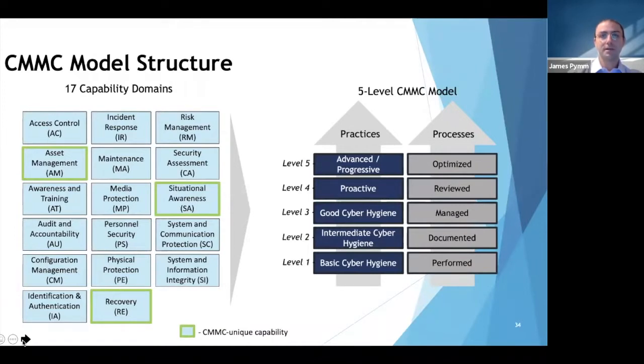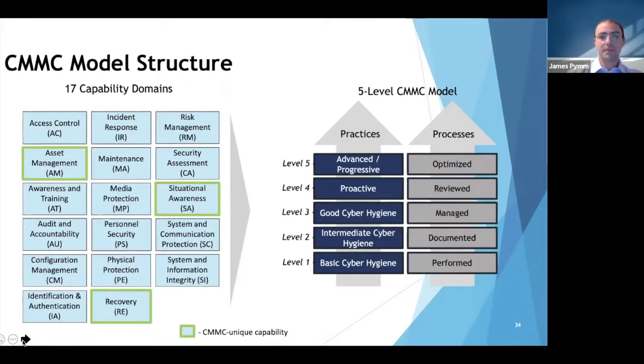In the graphic to the right, you can see how CMMC is organized into 5 levels. In terms of practices or controls, they range from basic cyber hygiene at level 1 to good cyber hygiene at level 3, all the way to advanced progressive at level 5. We're going to focus on levels 1 through 3 since most of the folks listening in are going to be working towards either levels 1 or 3. To the right of the practices in terms of processes, CMMC is organized by performed at level 1, documented at level 2, and managed at level 3.